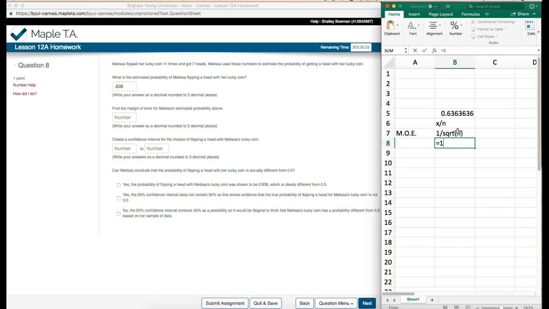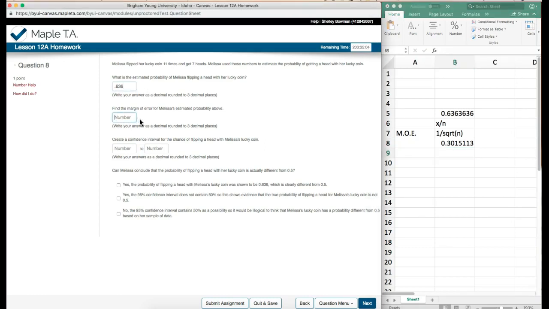So we have 1 divided by, to get square root in Excel, we type in sqrt or square root, and then we type in the total number. She flipped it 11 times, so we have 11, close parenthesis, or it's okay if you don't close it because Excel knew to close that one. Okay, find the margin of error in Melissa's estimated probability above. So round this out to 3 decimal places, gives us 0.302, and this 5 will round the 1 up to a 2. So we've rounded it out to 3 decimal places.